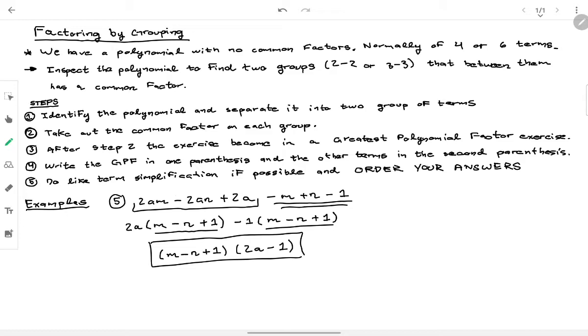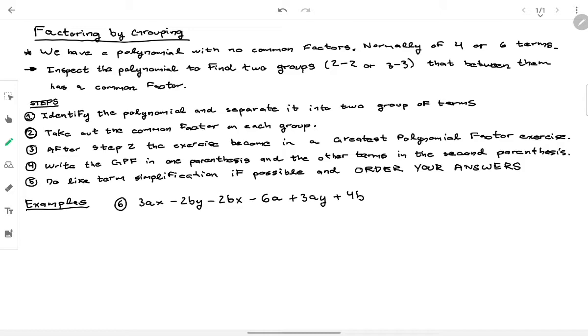So as we saw, it's the same doing this type of exercise with 4 or 6 terms. The different part is when we have 4 terms, we make 2 groups of 2 and 2. When we have 6 terms, we need to make groups of 3 and 3. So let's go with another exercise.